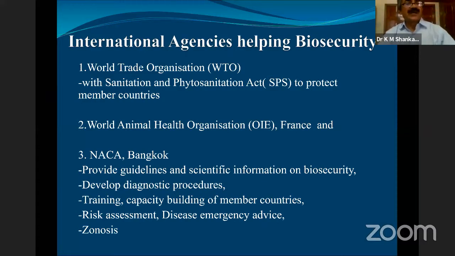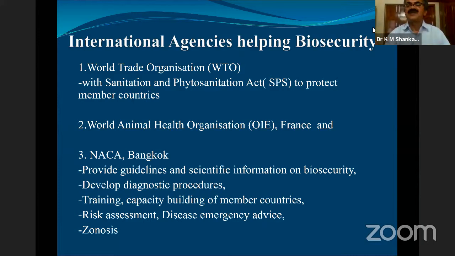Now, I think this is the last but one. There are international agencies which help in biosecurity. The first one is the World Trade Organization, WTO. There is an act called SPS, Sanitary and Phytosanitary Act, to protect the member countries. For example, a product is coming to India from country X, and if that product has some pathogen which is dangerous to India, you can always block it under the WTO SPS Act. So that is to protect the members. That's a part of the biosecurity measures.